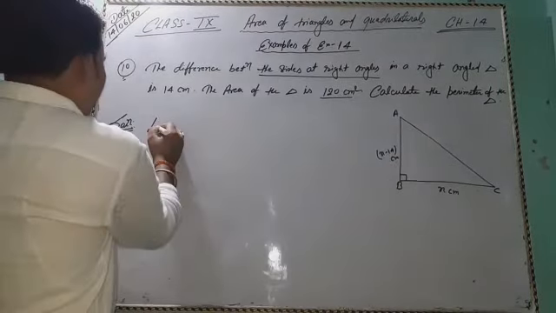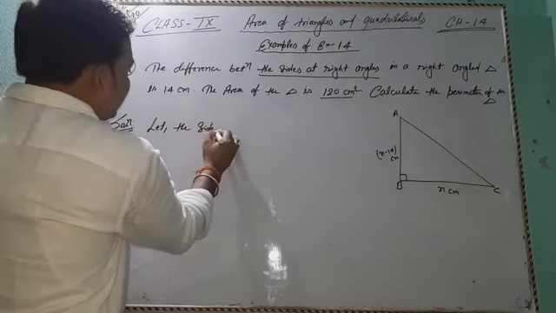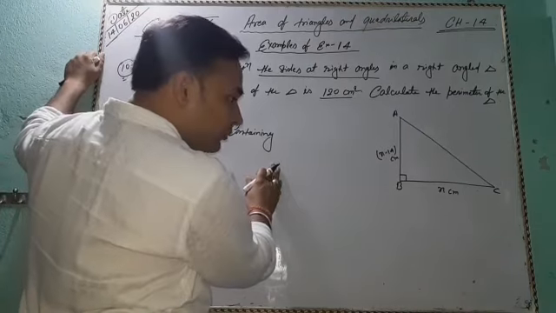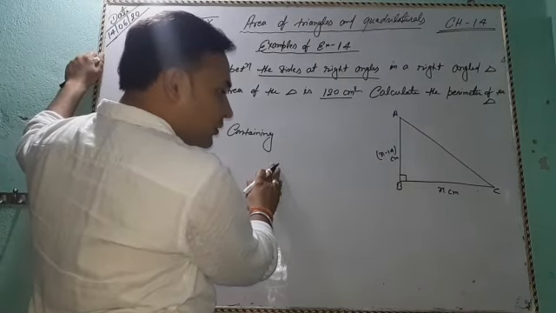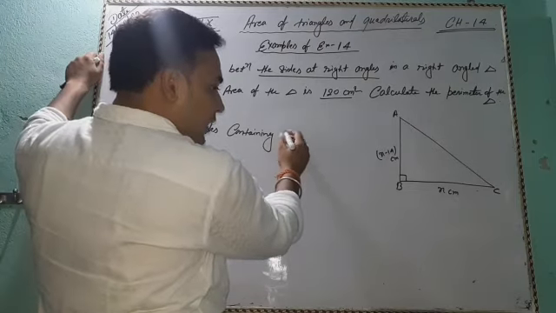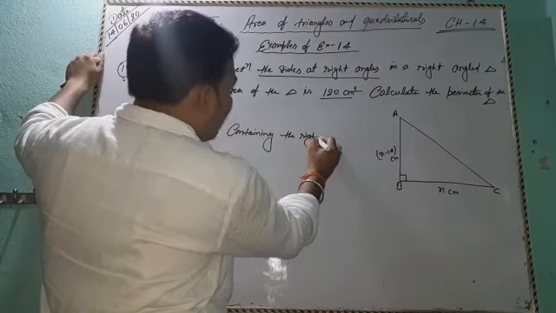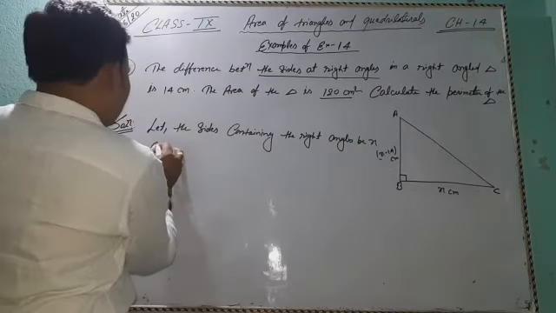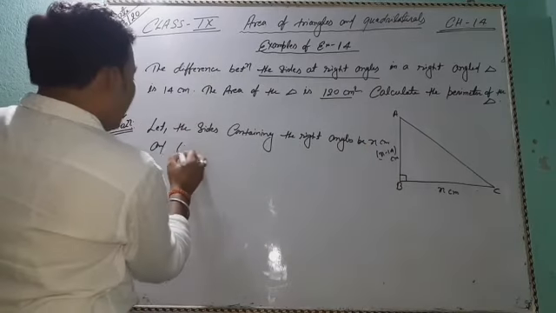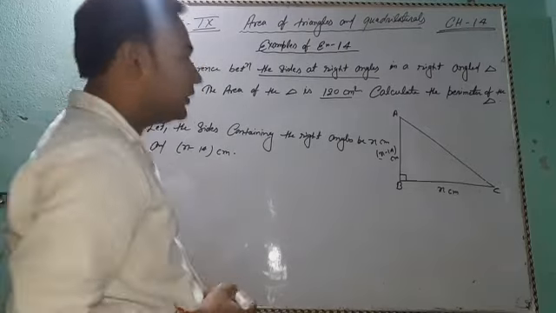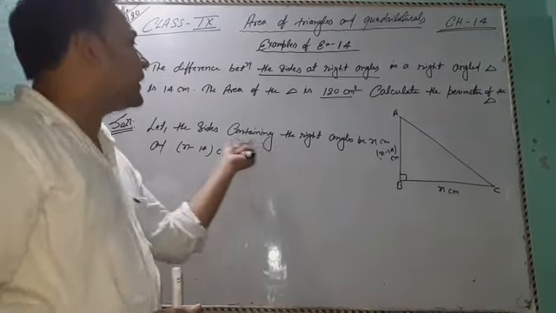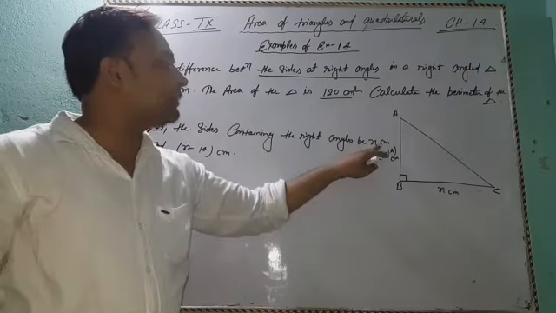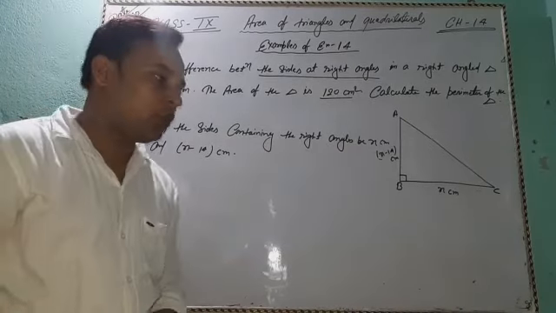Okay, so let the sides containing the right angle be x centimeter and x minus 14 centimeter. Students, let the sides containing the right angle, BC and AB, be x centimeter and x minus 14 centimeter.